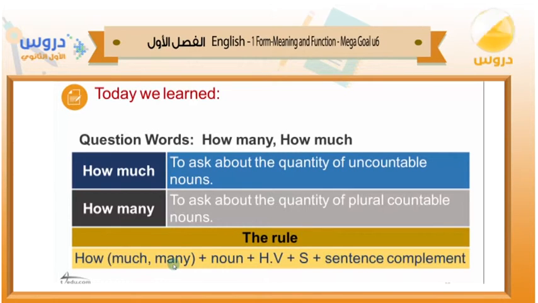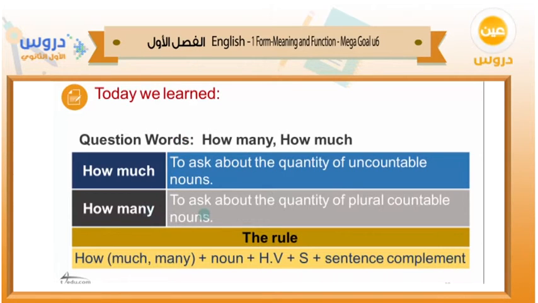That's it. So what did we do today? Today we have learned how to form question words with how many and how much, and we said how much, we use it to ask about quantity of uncountable nouns. How much milk, how much sugar, how much oil, how much coffee, how much tea, because we can't count tea or coffee, or how much rice, or how much wheat.